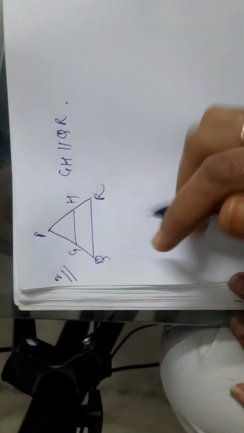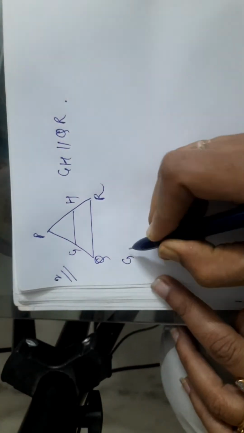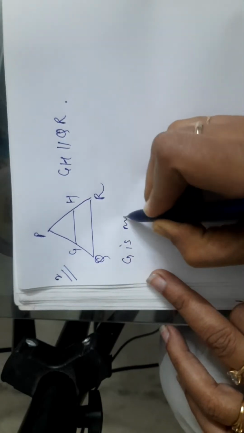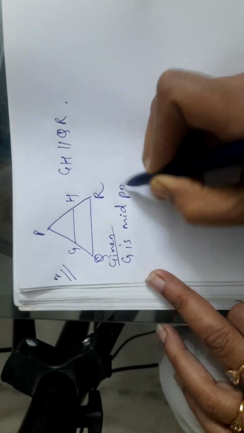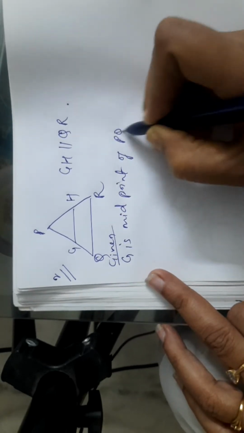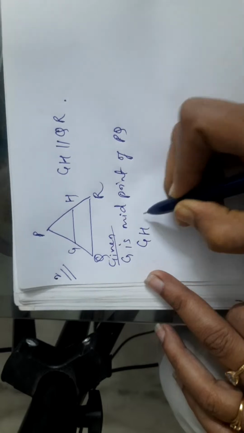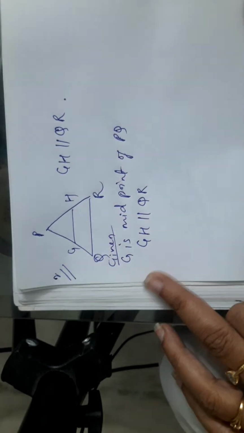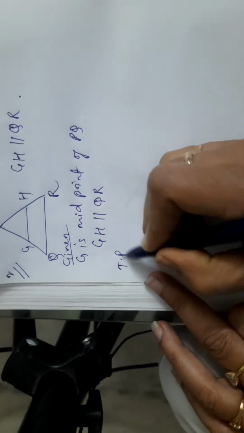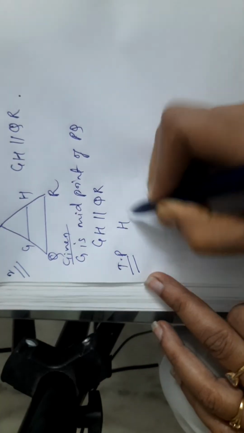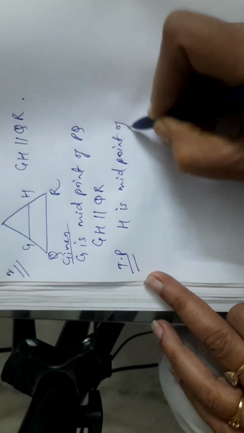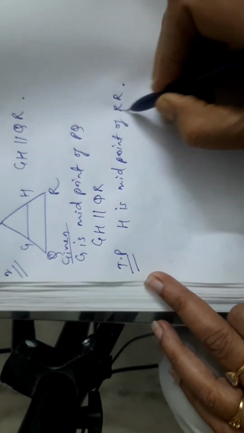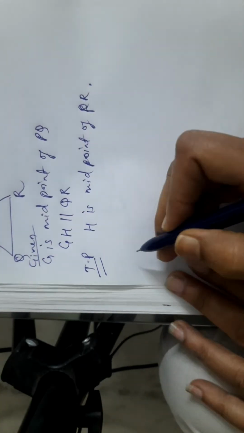Okay, let's write in detail what is given. Here it is given G is the midpoint. This is the given part: G is the midpoint of PQ and GH is parallel to QR. We need to prove H is the midpoint of PR. So this is already a textbook question. Most probably all of you know it.